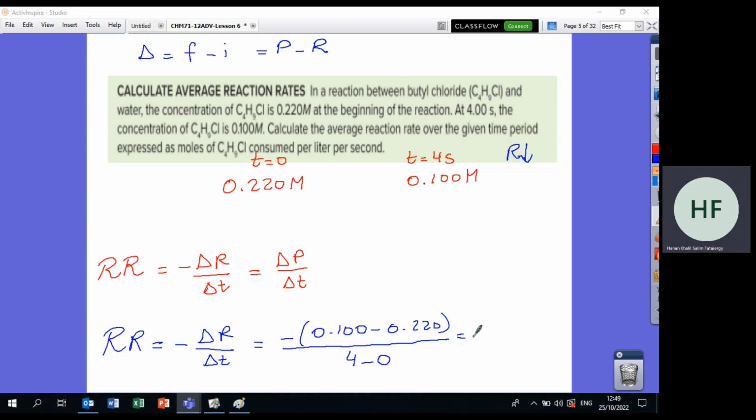Okay, and then you calculate the answer. The answer should be positive. If it was not positive, this means there is something wrong. So the answer will be 0.3. Now the unit is M and the time is seconds, so it is M per second. Remember, in physics, it's meter per second. In chemistry, it's molarity per second, M per second.